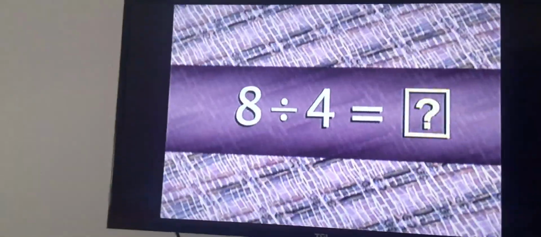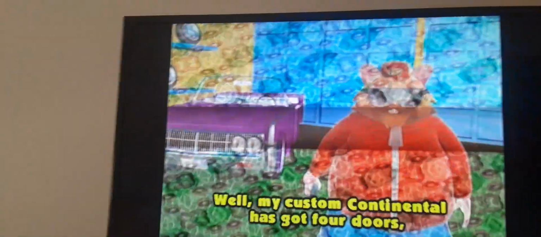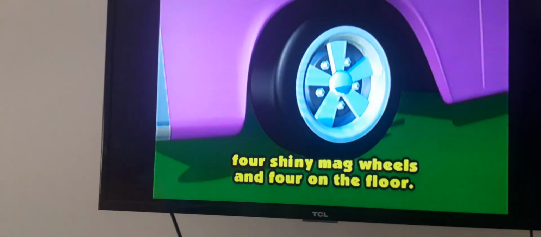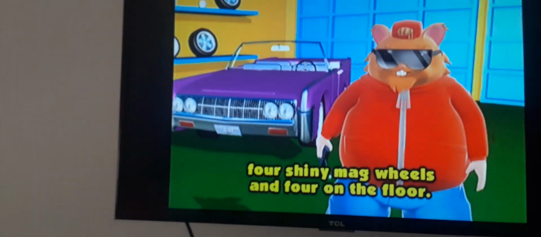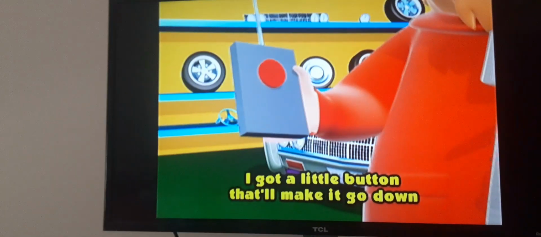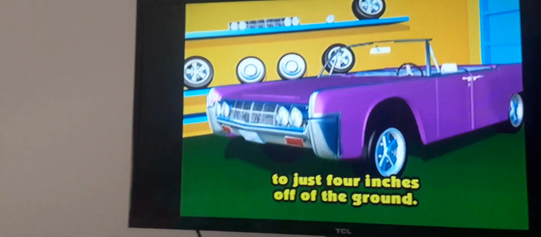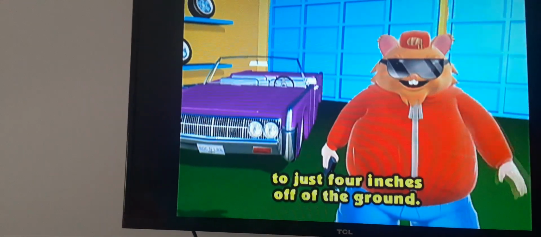Divided by 4 is 2. Well, my custom Continental has got 4 doors, 4 shiny mag wheels, and 4 on the floor. I got a little button that'll make it go down to just 4 inches off of the ground.